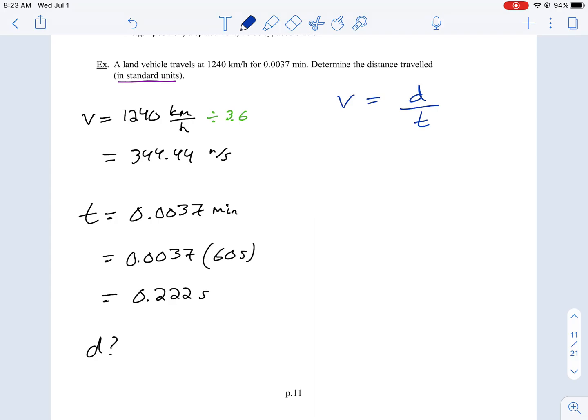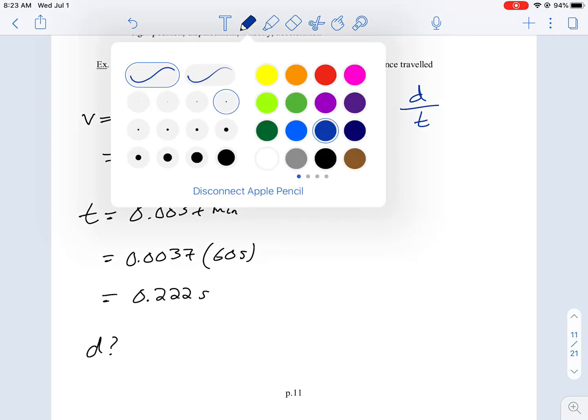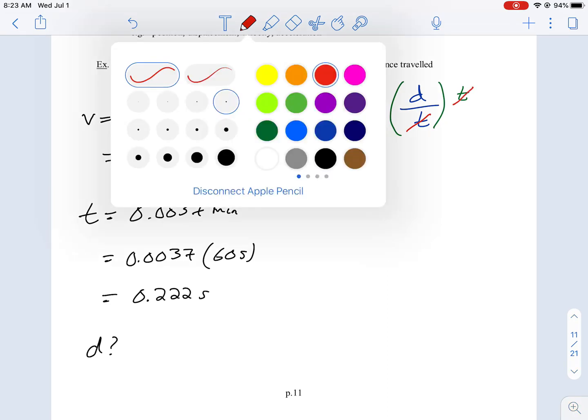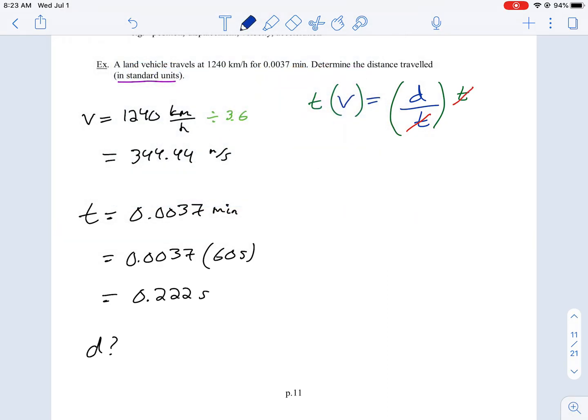You guys show as much work as you need to. You don't have to show all of this work. But we have one term on either side, and that means we want to get rid of the fractions. So if we're dividing by t, we multiply by t on this side, and we do the exact same thing on the other side. Notice that we have a t on the top and a t on the bottom, so those t's are going to cancel. And we end up with d is equal to v times t.